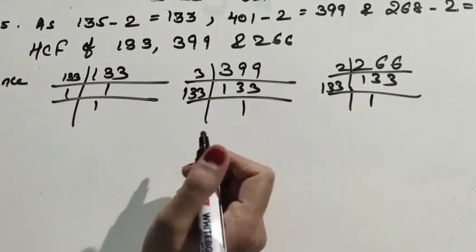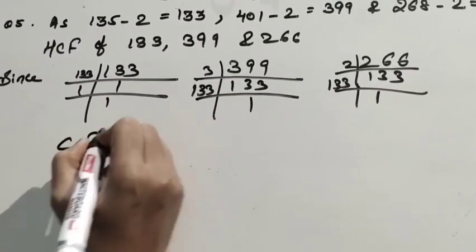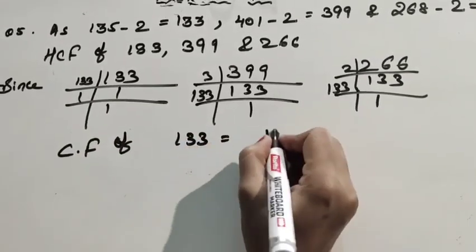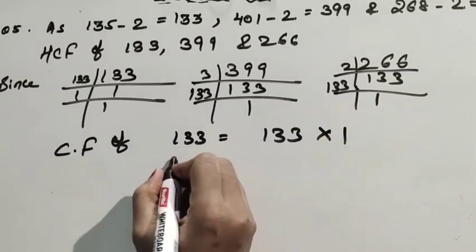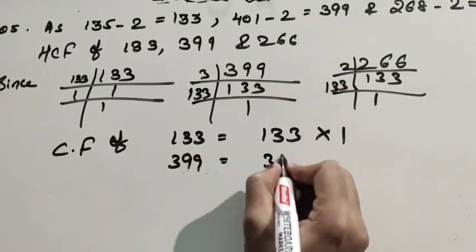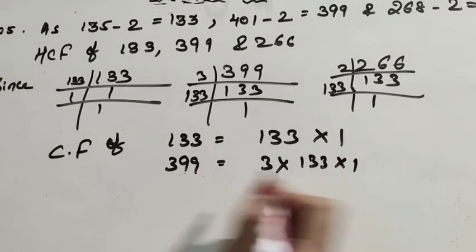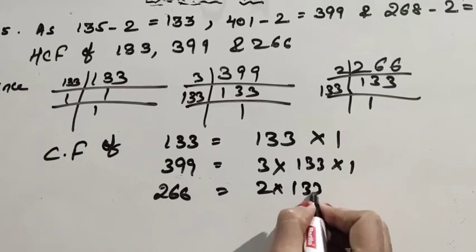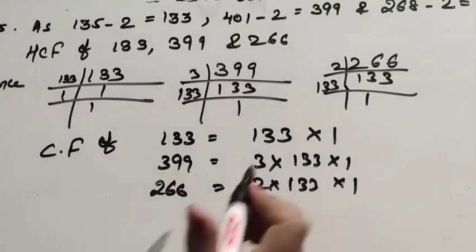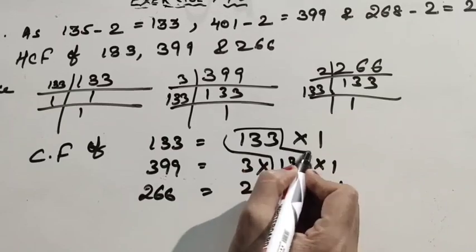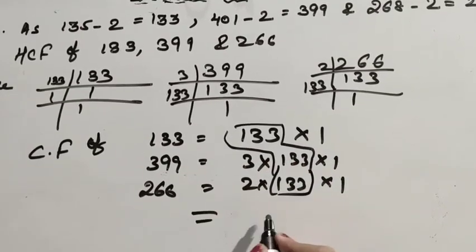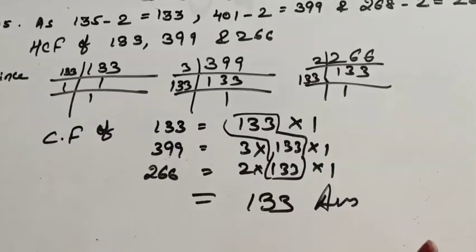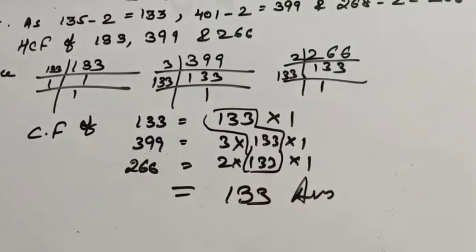Clear? Now common factor of 133 is equal to 133 multiply 1. 399 is equal to 3 multiplied 133 multiply 1, and 266 is equal to 2 into 133 multiply 1. So which is the common? Common is 133. So 133 is your correct answer. All methods are same, there is no problem. You have to go with the process only.